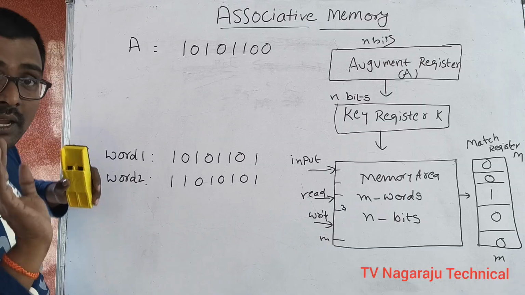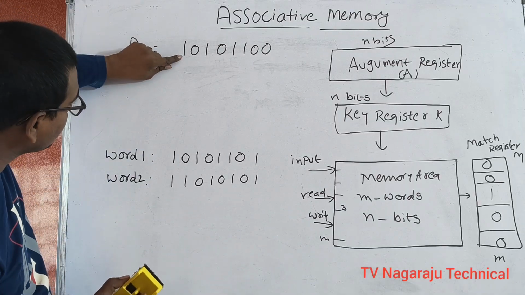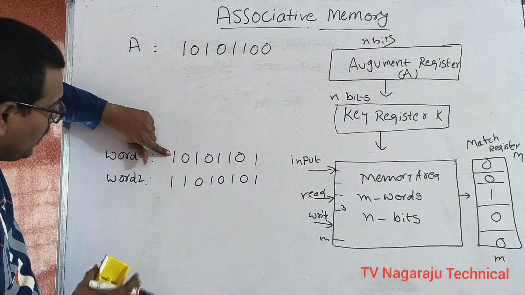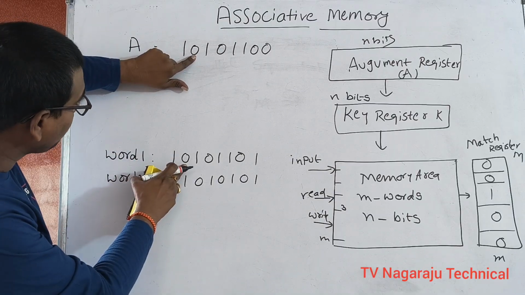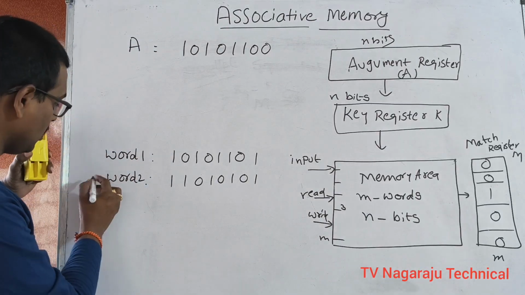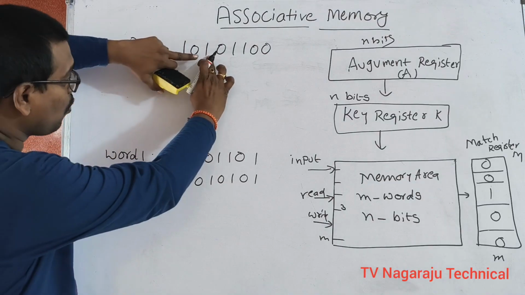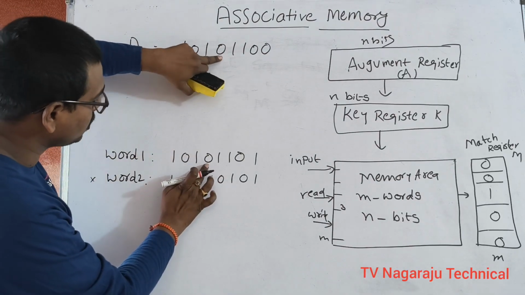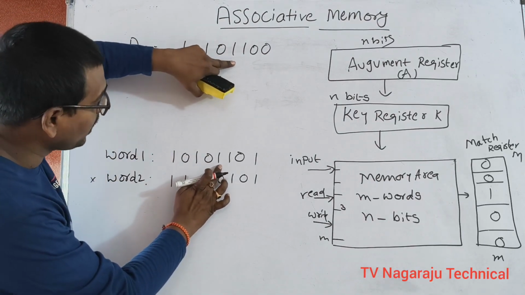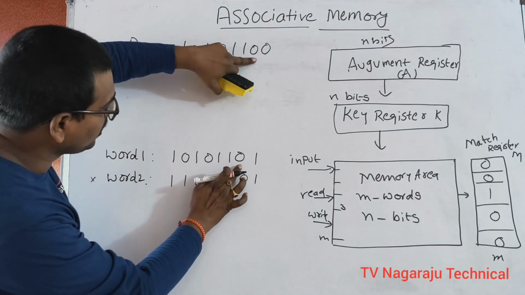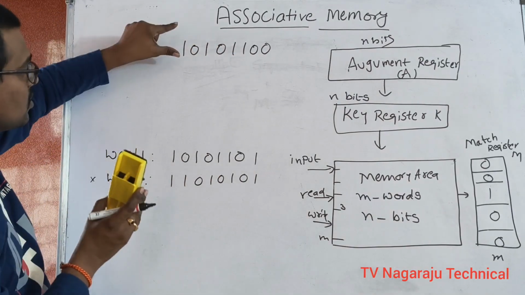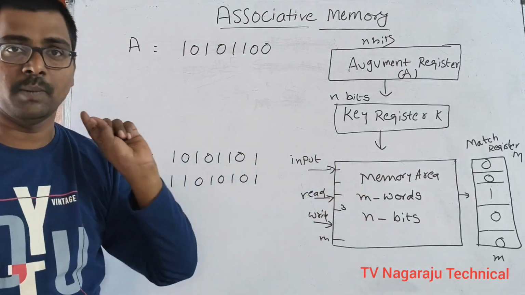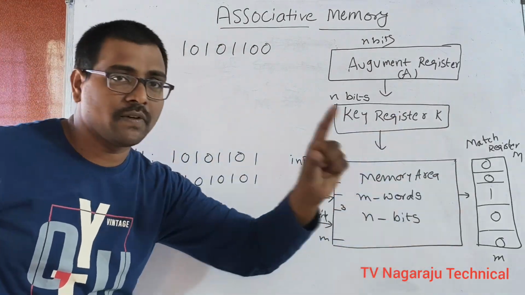Now, actually what happened? By default, this one is compared with this one and this one in parallel. So matched. 0 is compared with 0 and 1, mismatch. So ignore this one. Now 1 and 1 are compared, match. 0 and 0, 1 and 1, 1 and 1, 0 and 0 are compared, but 0 and 1 mismatch. So this word is not at all available in the memory. So the match register value is 0.